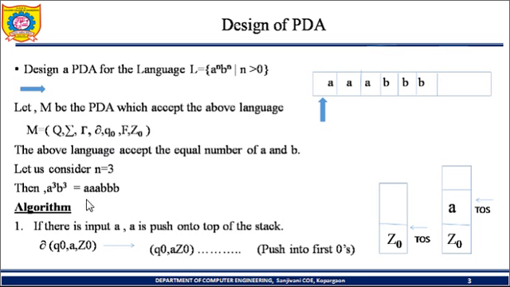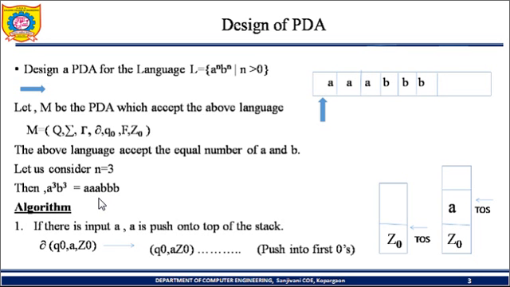Then how to design it? For this, what are we going to do? For A input, whenever we have A input, we are going to perform a push operation, meaning we push all the A's inside the stack. Whenever we get B, when the first B occurs, we delete the topmost A from the stack. For the next B, we delete the next topmost symbol of the stack. Like this we keep deleting. Once the B's are over, the stack consists of only Z0.